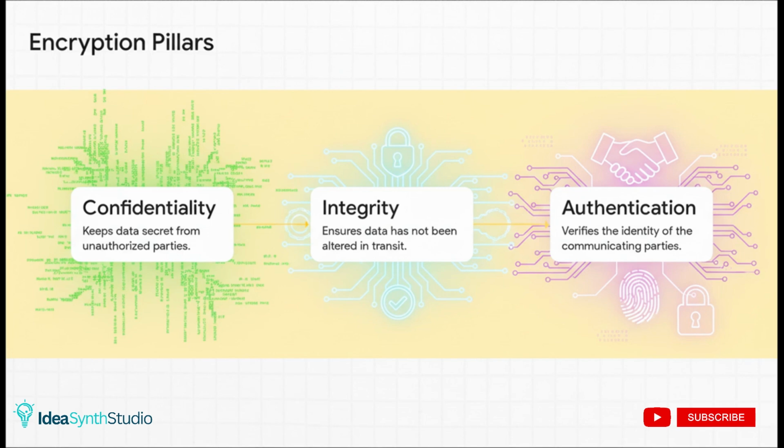First, confidentiality scrambles the data so only the right person can read it. Second, integrity adds a kind of digital seal to make sure the data hasn't been tampered with along the way. And third, authentication proves that you're actually talking to the legitimate website, not some imposter.